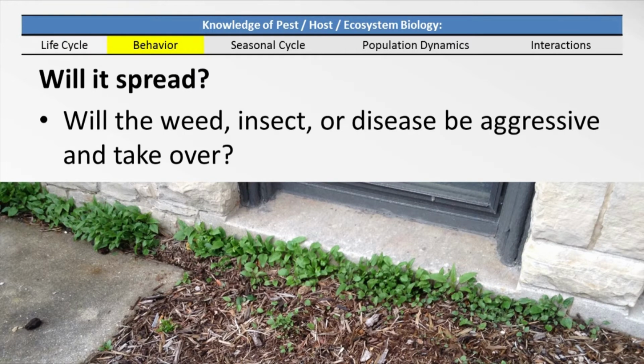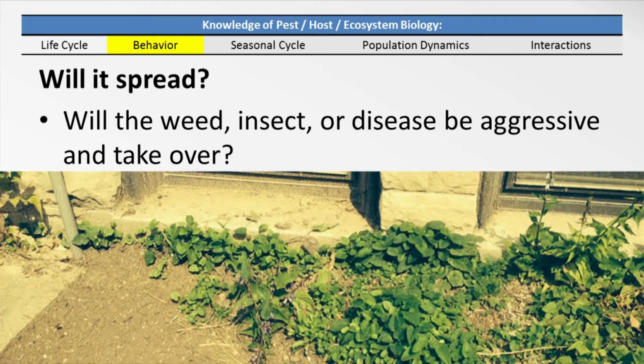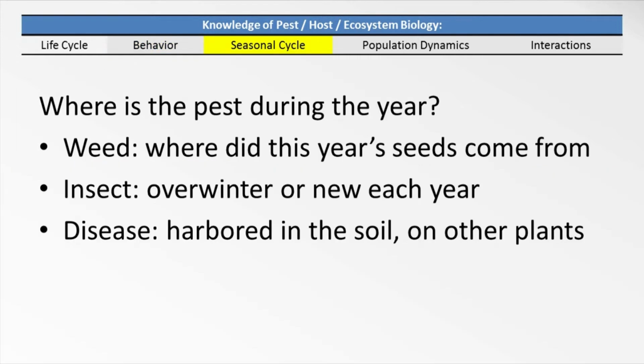Next, it's important to understand the growth characteristics and habit of the pest. Will the weed, insect, or disease be aggressive and take over an area quickly once it appears? Where does the pest come from, and where is it when it's not wreaking havoc in your lawn and garden? How far do weed seeds travel? Do insects overwinter here in Wisconsin, or are they blown in on warm southern winds as the season progresses? Some diseases survive in a dormant stage in the soil, but in other cases, there may be an alternate plant host where the disease can survive and from which it can infect your garden.